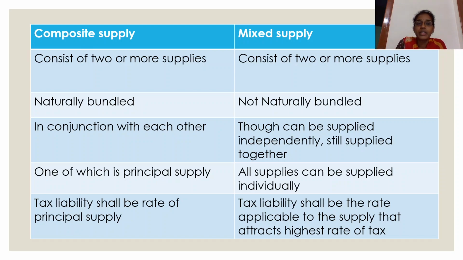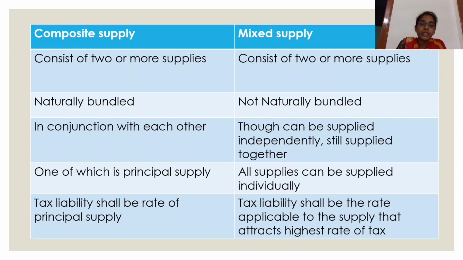In case of composite supply, the supply is naturally bundled. It is naturally bundled in the sense that the additional, ancillary supplies that we make cannot be separated from the principal supply. In case of mixed supply, the goods or services supplied are not naturally bundled, where you can provide or supply the product or services separately. Irrespective of this combination, you can provide them individually also.